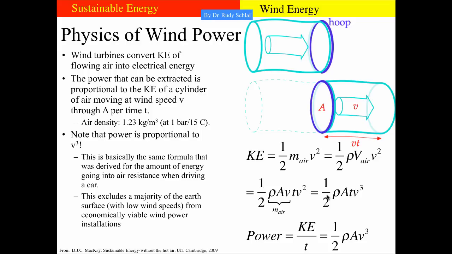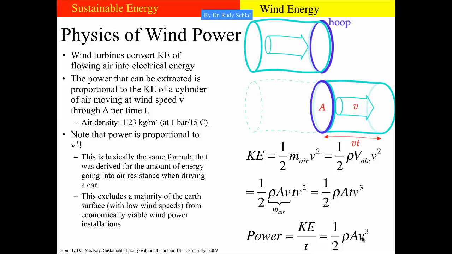So from this it's easy to calculate the power that goes through A, and that is then just the kinetic energy divided by the time. And so we end up with 1/2 times the density times the area times velocity cubed. So you see, the power that can be extracted from a wind turbine must be proportional to the velocity cubed of the wind that is going through the turbine. Now, a cubic relationship, that means that the power increases very quickly with the velocity of the wind.